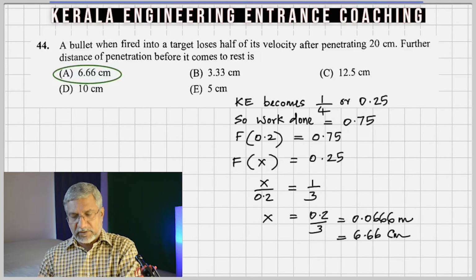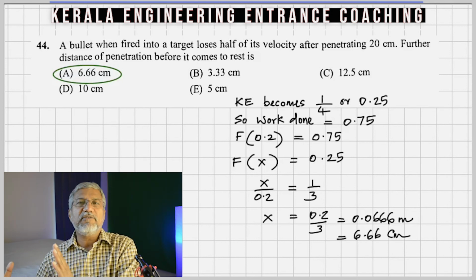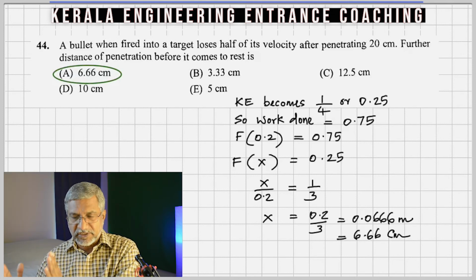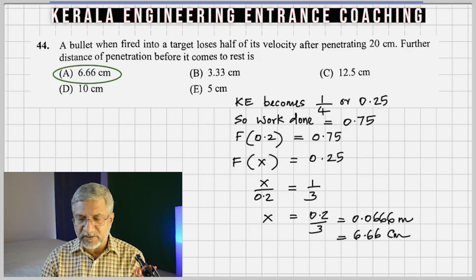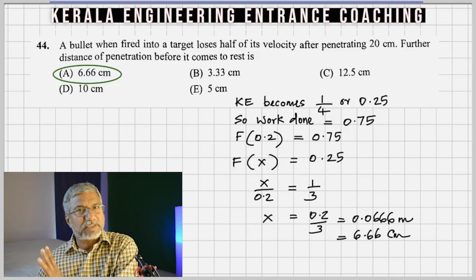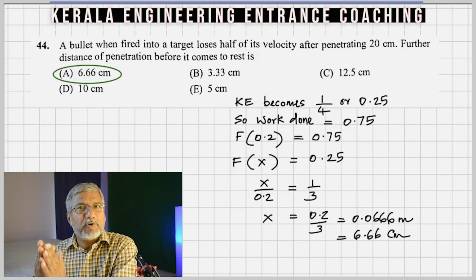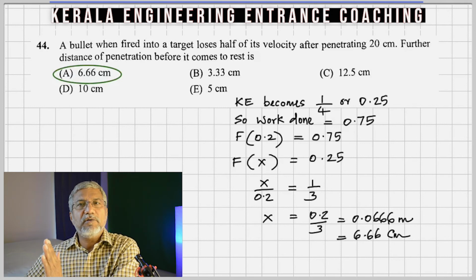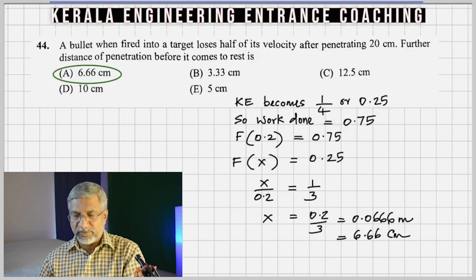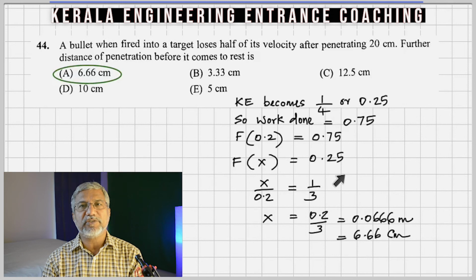Now the second part. In the second part, the block of wood applies the same force, but we do not know how much it travels, so we'll take it as X. So F times X. But now how much is lost? Remember, it had 0.25 and then became 0. Because when it stopped, the loss was 0.25. That means the work was 0.25. So F times X is 0.25.